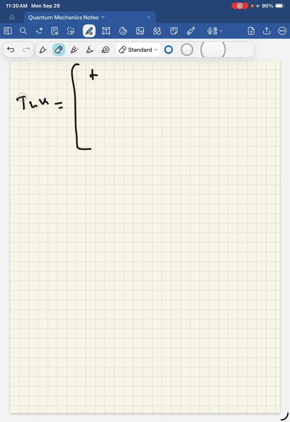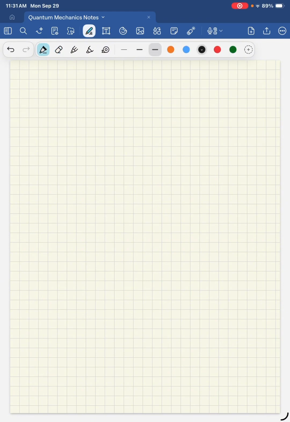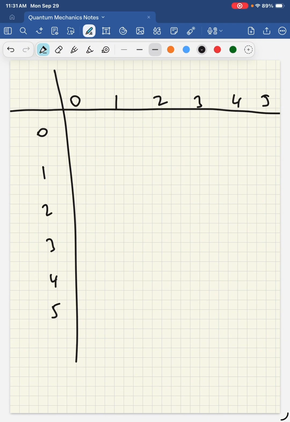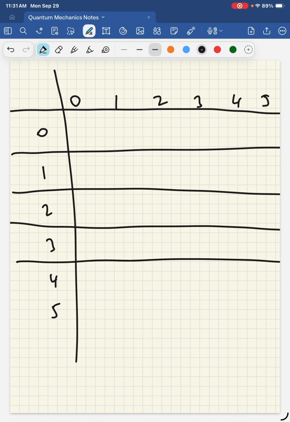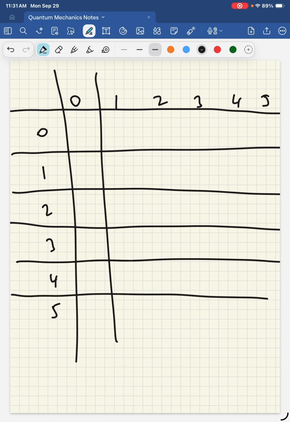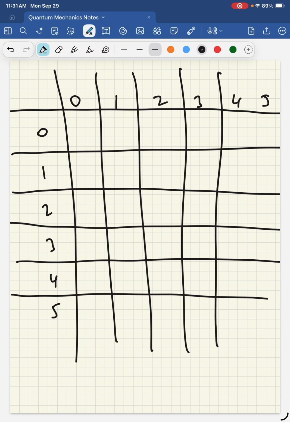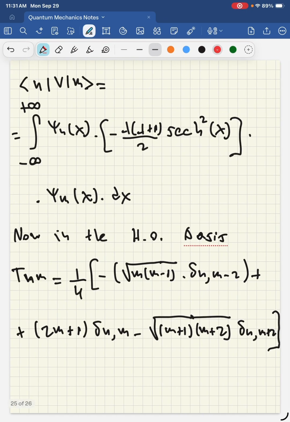okay, actually, let's use indices so we don't get confused. Okay, so 0, 1, 2, 3, 4, 5, 0, 1, 2, 3, 4, 5. Okay, so if this is the matrix representation of the harmonic oscillator kinetic energy operator, then let me see, hope this makes sense, then the only non-zero matrix elements will be in the diagonal, as we will see, because of this term.